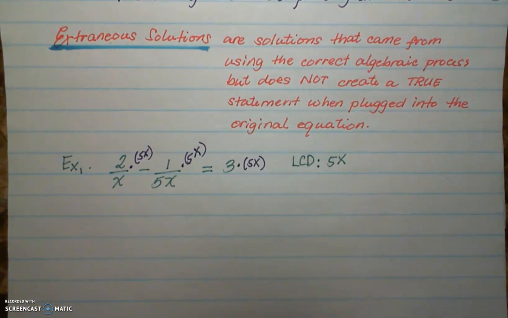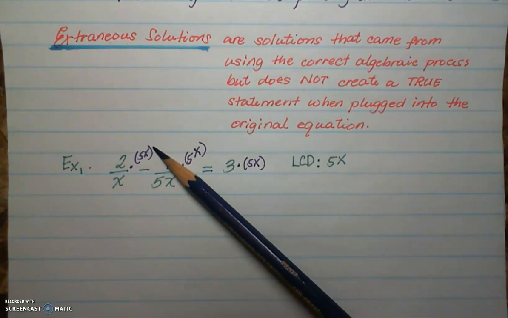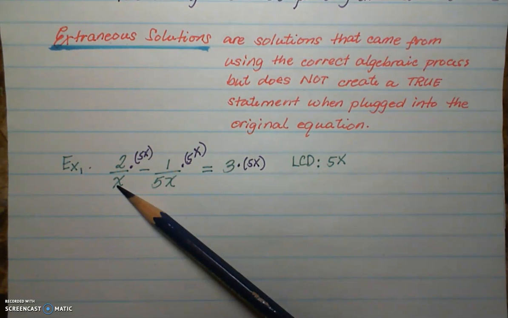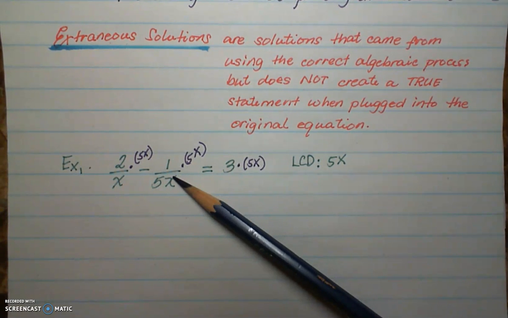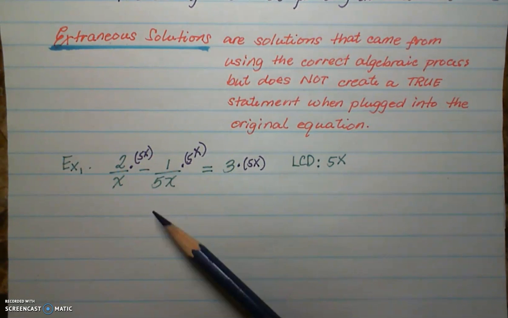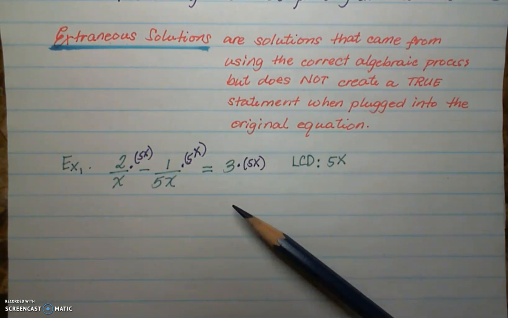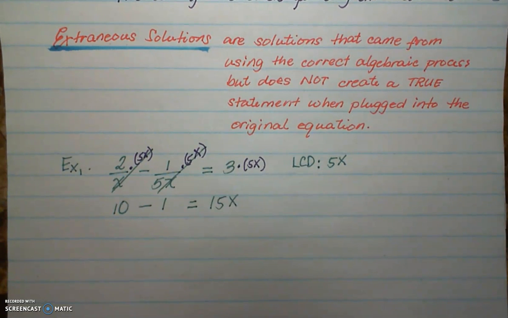All right, so after doing that, we're going to do some cancellation. The x here and the x here on top will cancel out and turn to a 1. Therefore, this will just be 2 times 5, which is 10. In here, this will all cancel out, and so this will just become minus 1. And this will equal 15x. For our next step, we're going to simplify this. So 10 minus 1 is 9, and that will equal 15x.